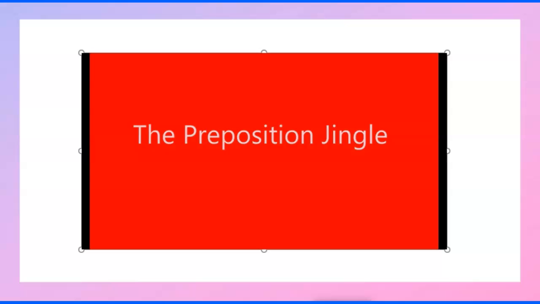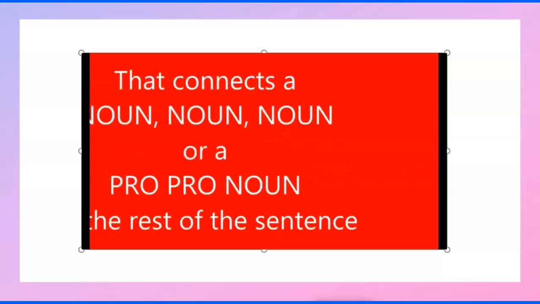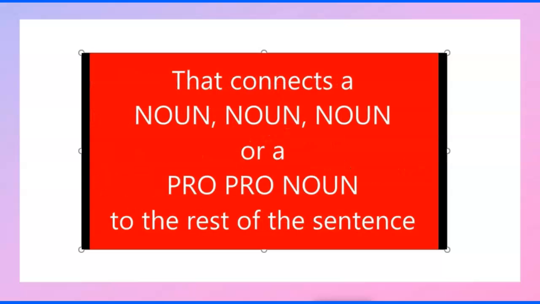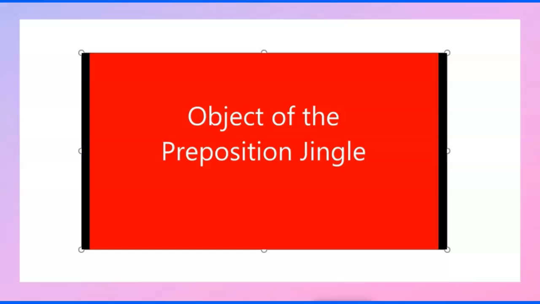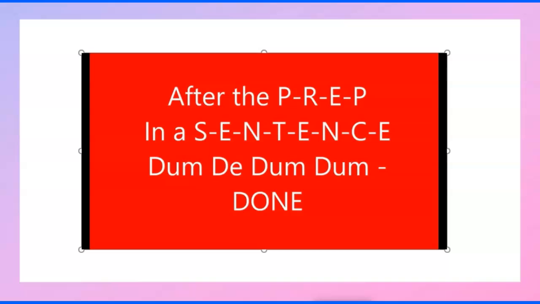The preposition jingle. A preposition is a special group of words that connects a noun or a pronoun to the rest of the sentence. The object of the preposition jingle. An OP is a noun or a pronoun after the preposition in a sentence.